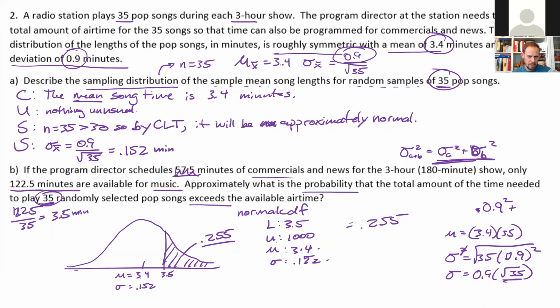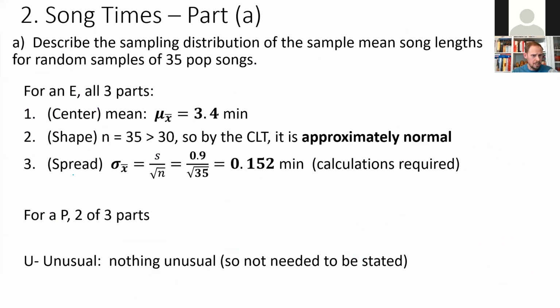All right, but yeah, you could scale up, in which case, let's see, I'll use a different color. In which case the lower bound would be 122.5. The upper bound would still be something very big. Our mean would be 3.4 times 35, and our standard deviation would be 0.9 times the square root of 35. And that would give us the same probability, if you are wondering. All right. But most people that got this right did it this way. They scaled down instead of scaling up, scaled down to the per song level. All right, so the first one, all you needed was the center, the shape, and the spread.